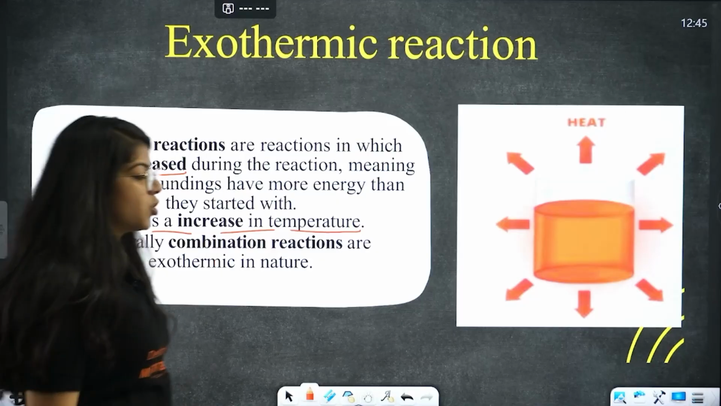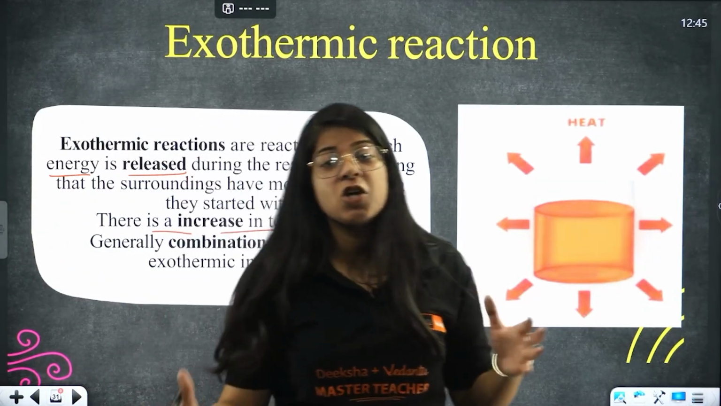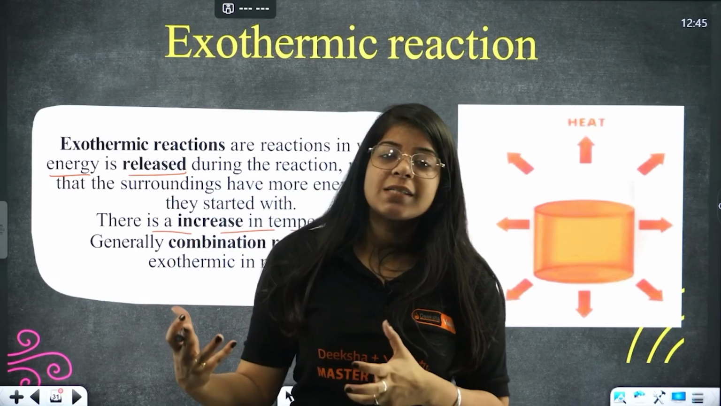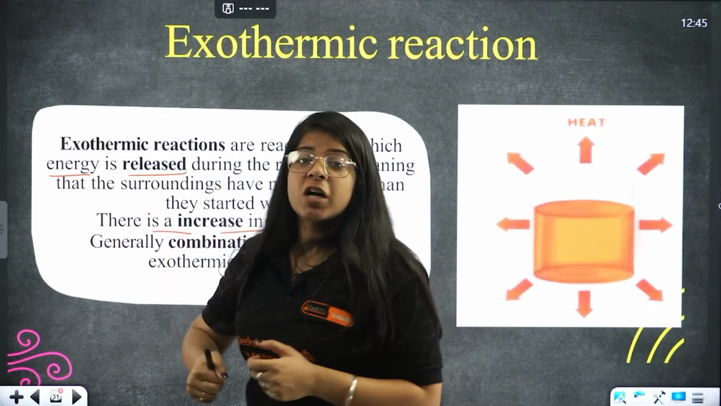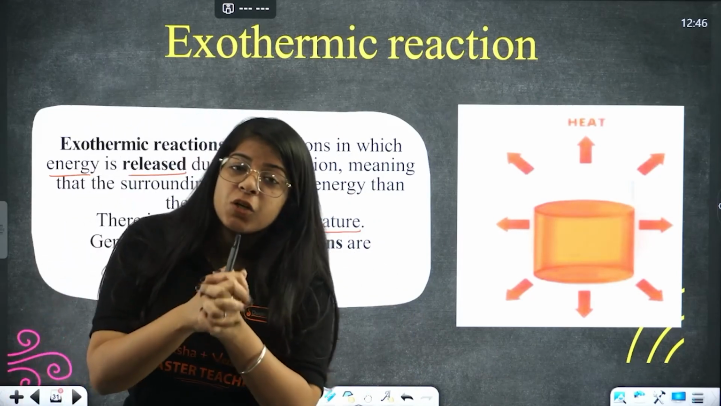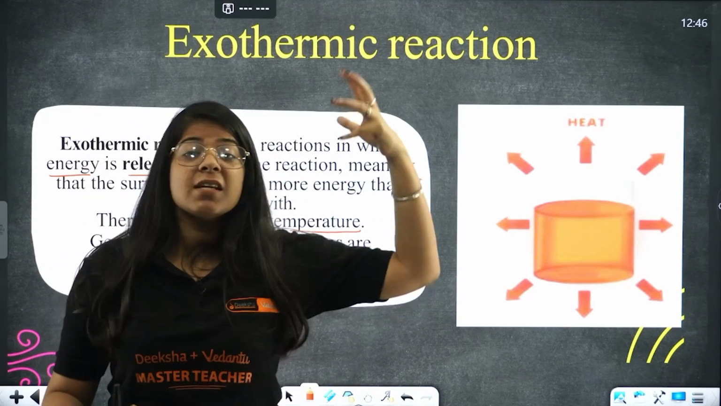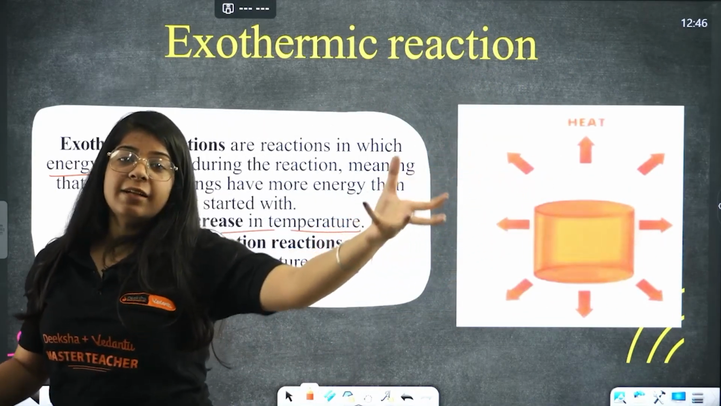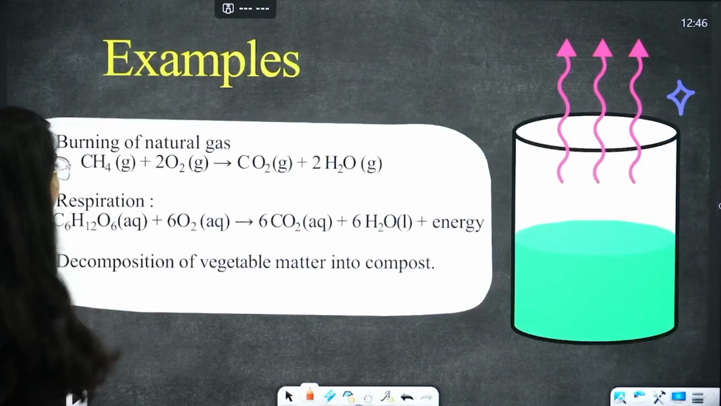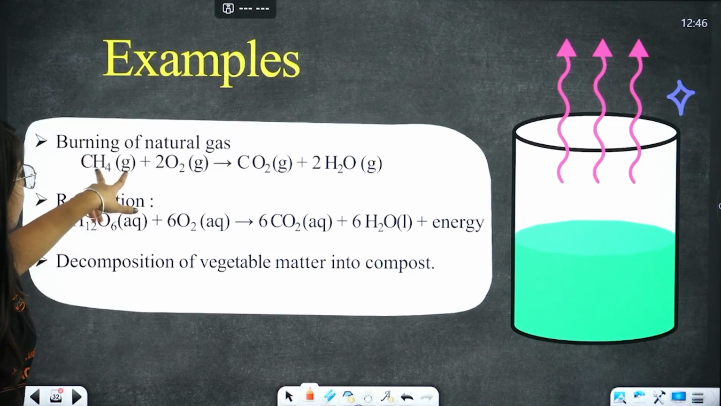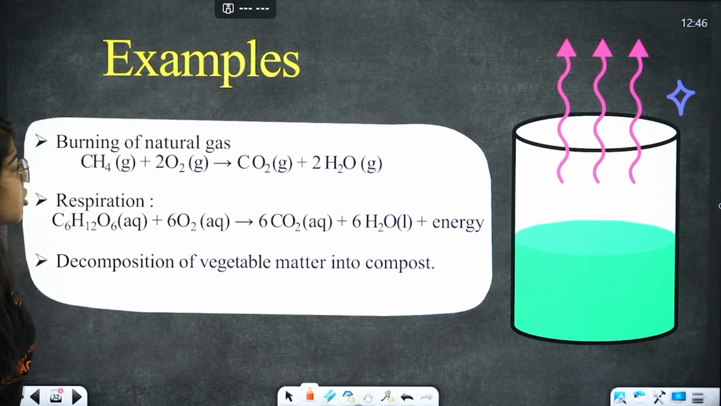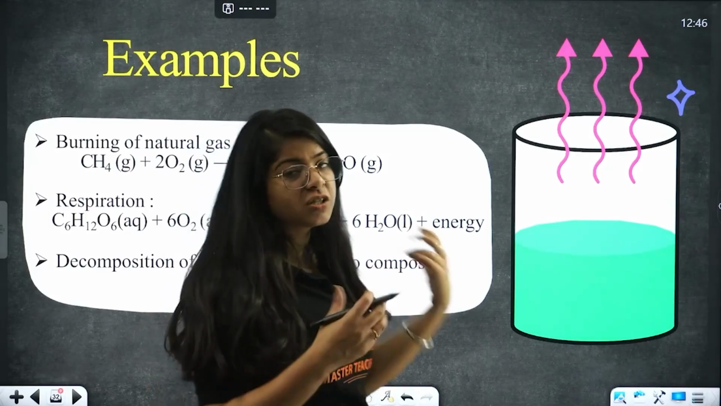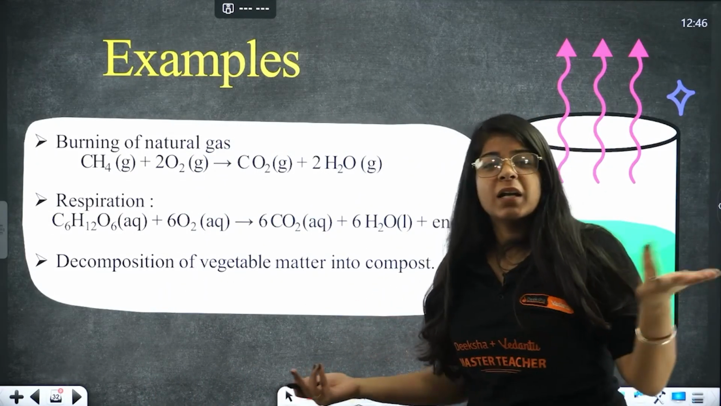Generally, combination reactions are exothermic in nature. When we combine two or three or more substances and a single product is formed, we saw in the examples that it gives us heat, and that heat results in an increase in temperature. Very easy. Then moving on, we have a few examples, like methane, burning of natural gas. Methane plus oxygen gives CO2 plus H2O. It also releases heat. It's an example of burning, and burning means heat is released.